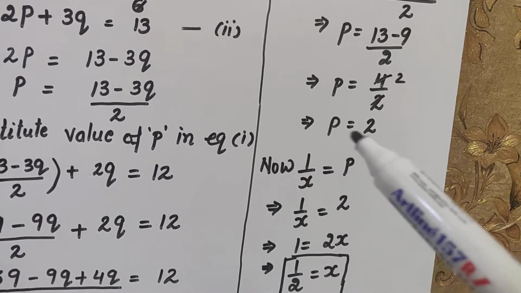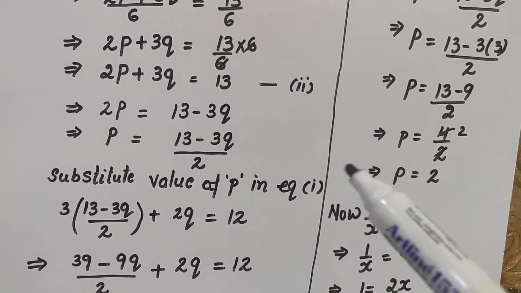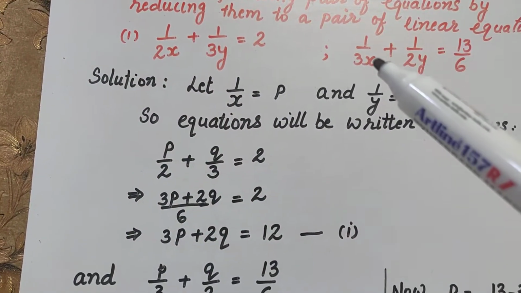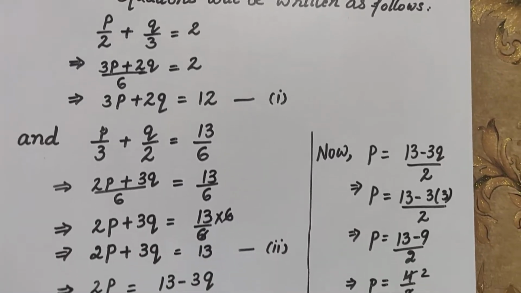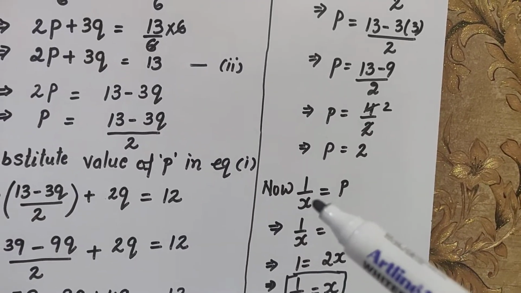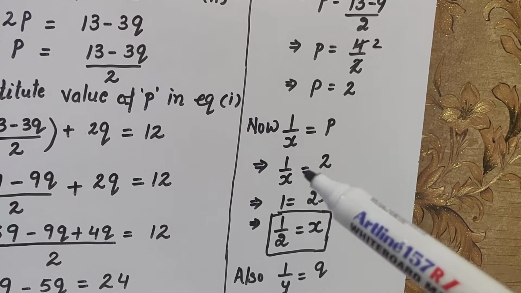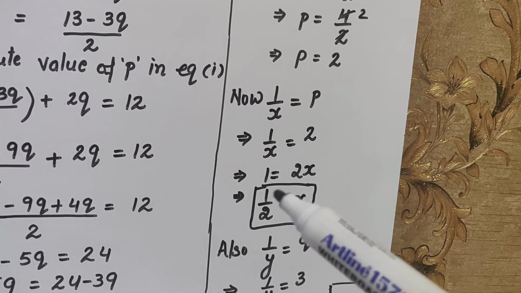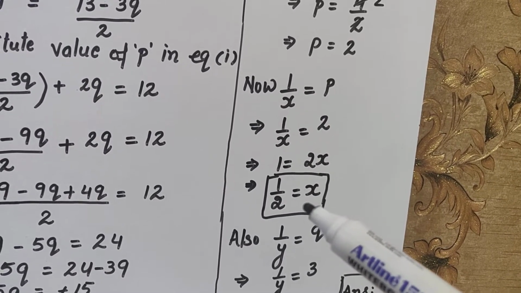Now some students stop here only. But remember, in your question, your variables were not p and q. Your variables were x and y. Okay, you have to find the values of x and y. Now, what have I done? I know 1 upon x was equal to p. So this implies 1 upon x is equal to 2. After cross multiplication, I got this: 1 is equal to 2x. So x is equal to 1 upon 2.